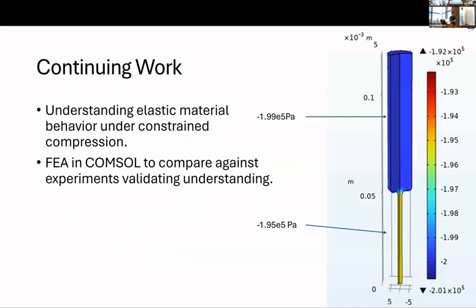And so our continuing work is understanding elastic material behavior under some constrained compression and doing some FEA in COMSOL to compare against experiments that are validating our understanding. And so one of our example experiments here on the right is where we constrain the entire outside of the system in COMSOL with roller mates and add a pressure to the top and see what the stress is on the rest of the part. And this is on a hyperelastic solid rubber to see, does this match up with our experimental data?